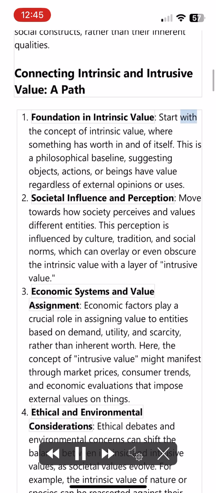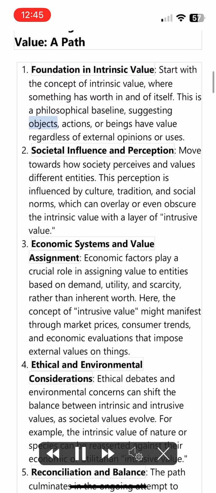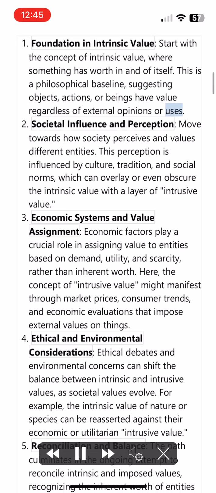Connecting intrinsic and intrusive value, a path. Foundation in intrinsic value. Start with the concept of intrinsic value, where something has worth in and of itself. This is a philosophical baseline, suggesting objects, actions, or beings have value regardless of external opinions or uses.